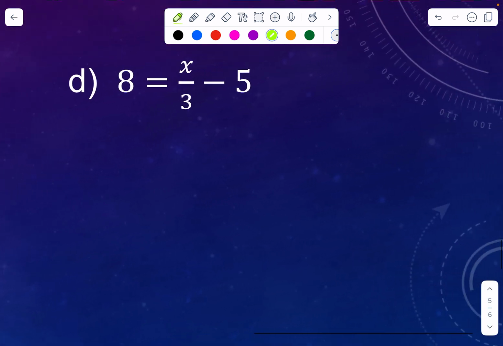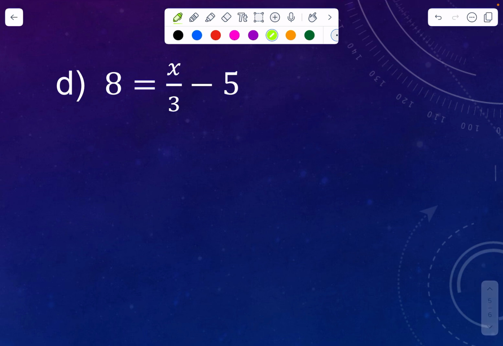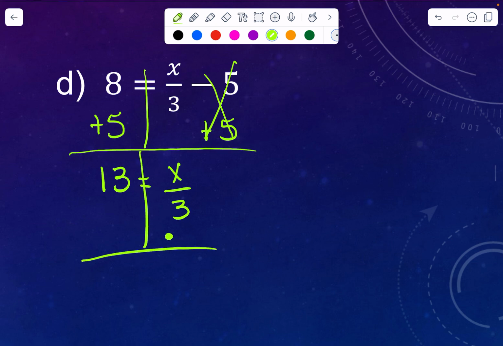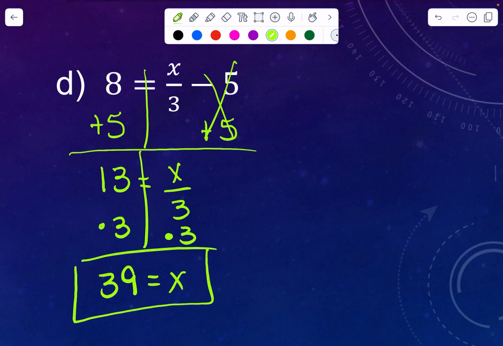Let's try D here now. Now, when we look at D, we've got X, we're dividing it by 3, then we're minusing by 5. So the least connected is the minus by 5. So to undo that, we're going to add 5 to both sides. And that's going to get us 13 equals X over 3. Now we're going to multiply both sides by 3. And we get 39 equals X.